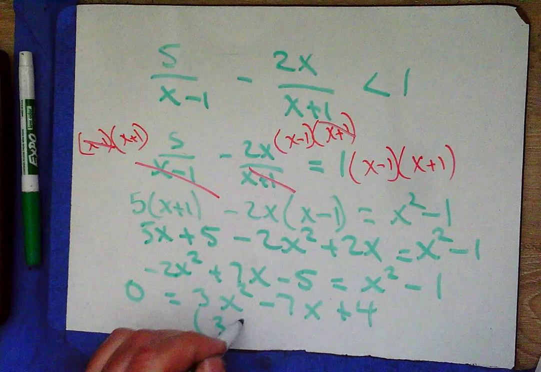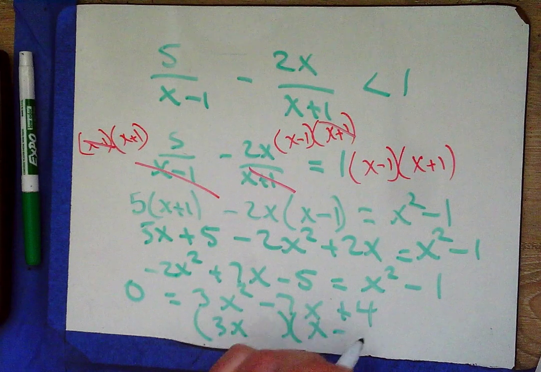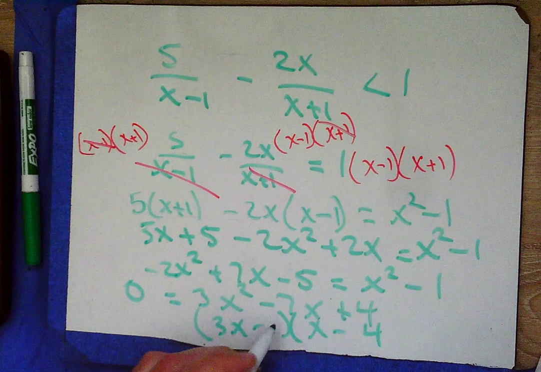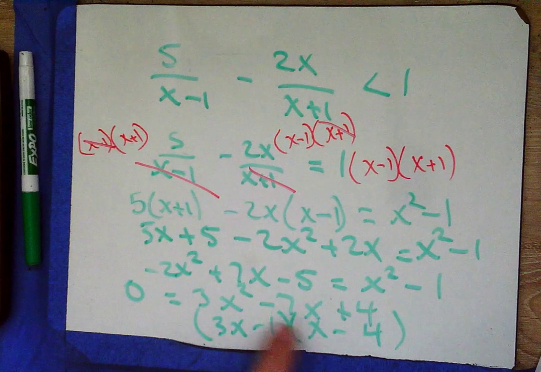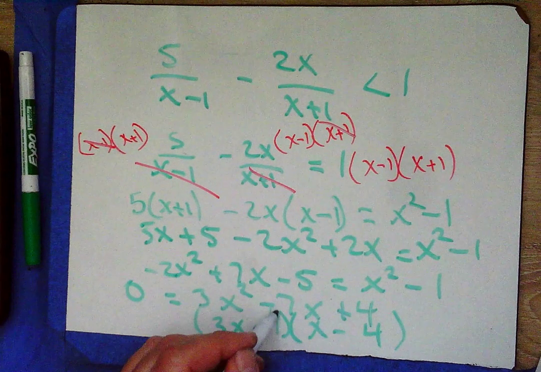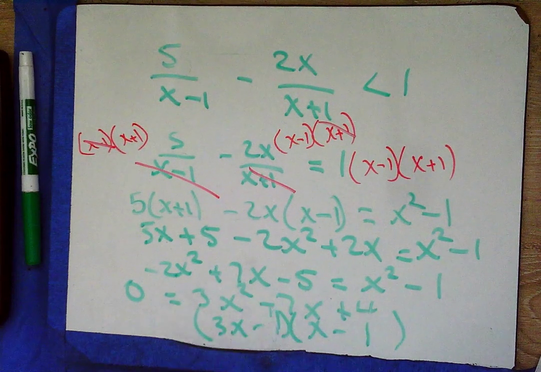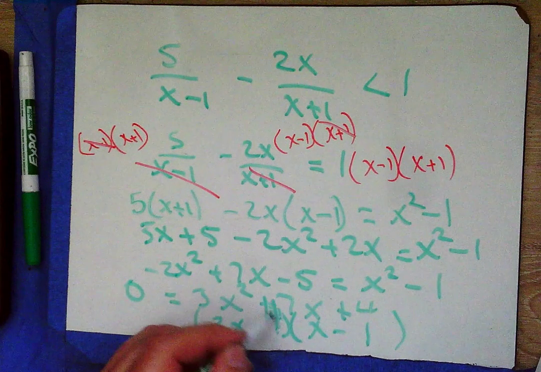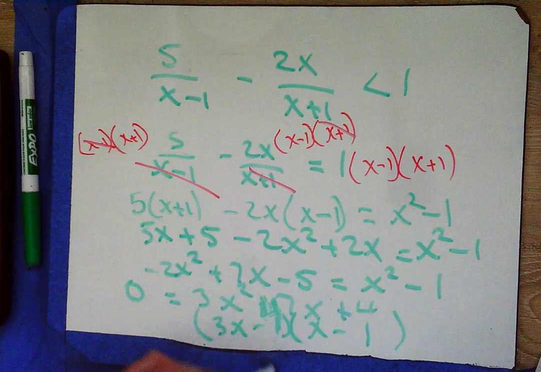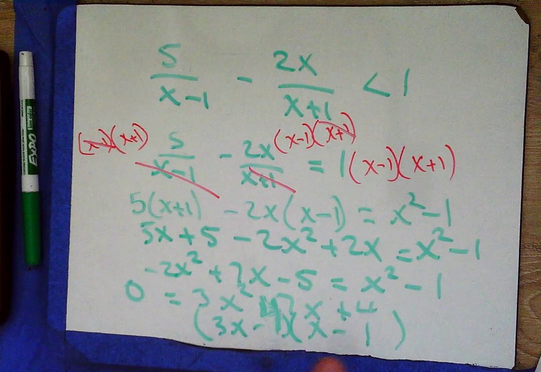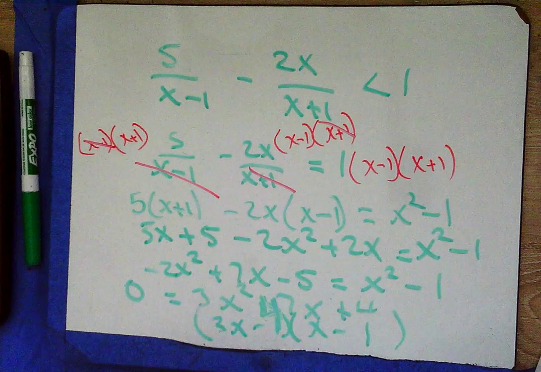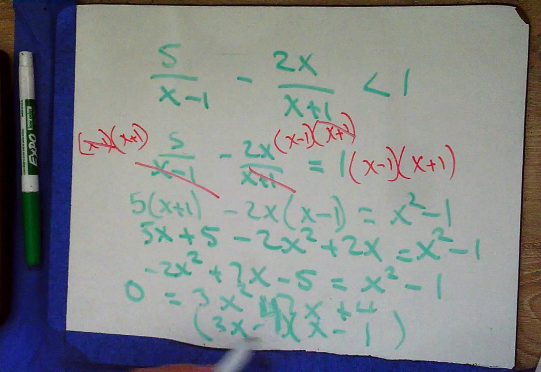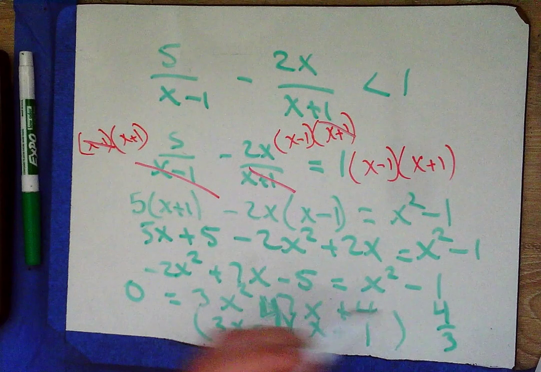This factors 3x, 4, and 1. I think that works. No, that doesn't work. That's where the 4 goes. And that's where the 1 goes. Remember, it's called guess and check. Don't forget to check. Minus 4x minus 3x is minus 7x. That's good. Negative 4 times negative 1 is positive 4. 3x times x is 3x squared. Okay, so where are my critical numbers? They're at 4/3 and 1.